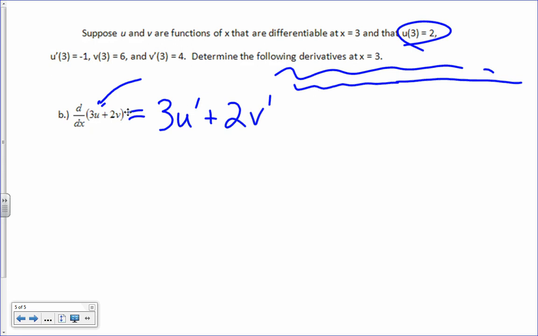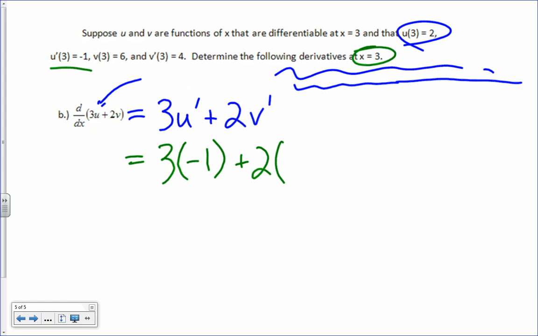So now, seeing I'm asking you at 3, we can actually do these as well. So it's 3 times u prime of 3. What is u prime of 3? -1. Plus 2 times v prime of 3, which is 4. So it's what? -3 plus 8 is 5. Since again, never even seeing function u or v, or their derivatives, I could tell you, with the very limited information that we have, that the derivative at an x value of 3 of 3u plus 2v is 5.